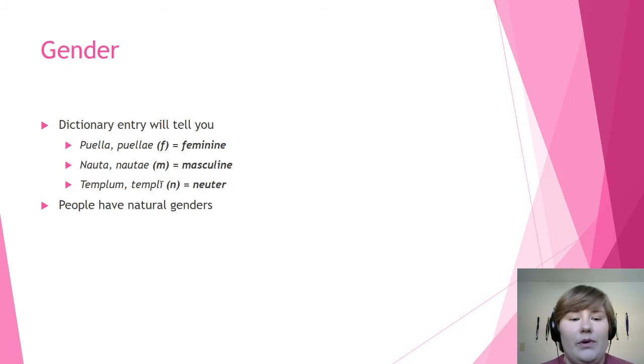Like I've said, people have natural genders, okay? Senators, for instance. Again, we're talking about ancient Rome. A lot of times it's really easy to say, well, nowadays you can have female senators. But in ancient Rome, senators were men. So the word senator is masculine.